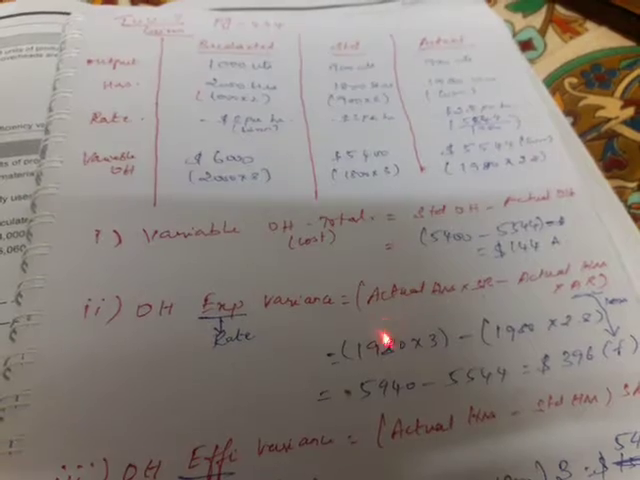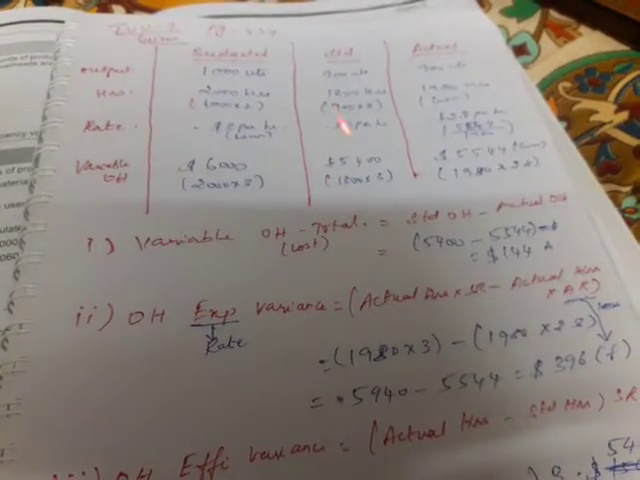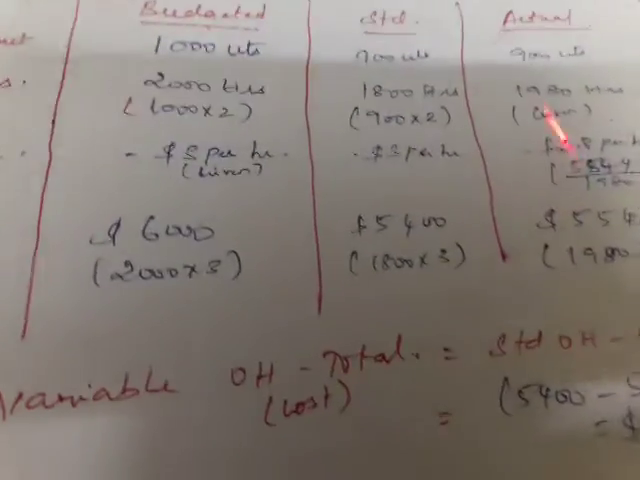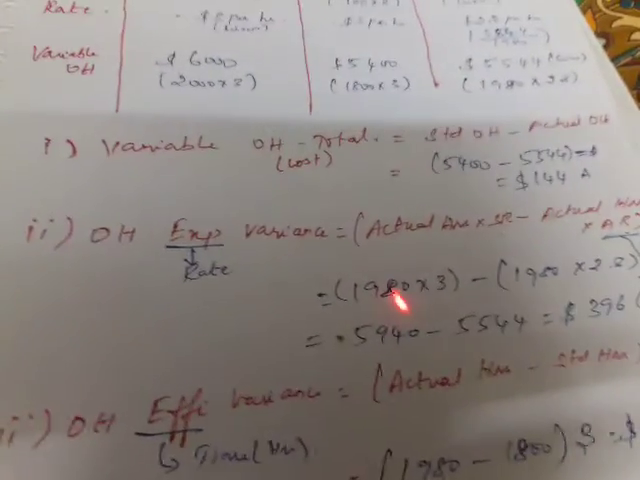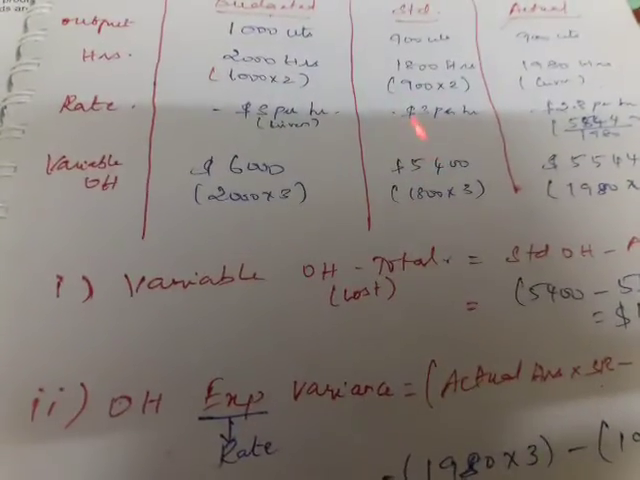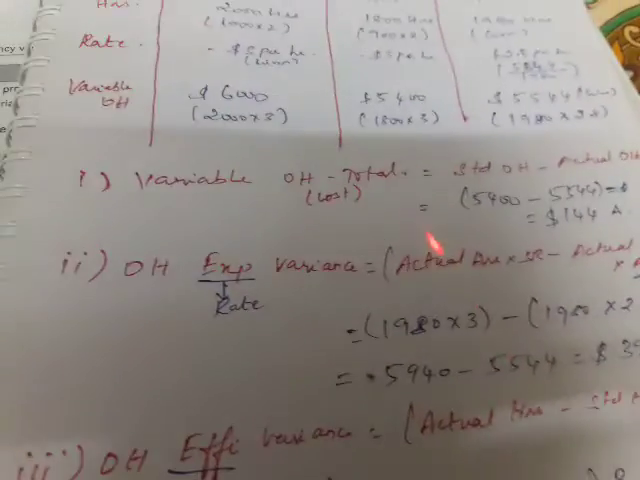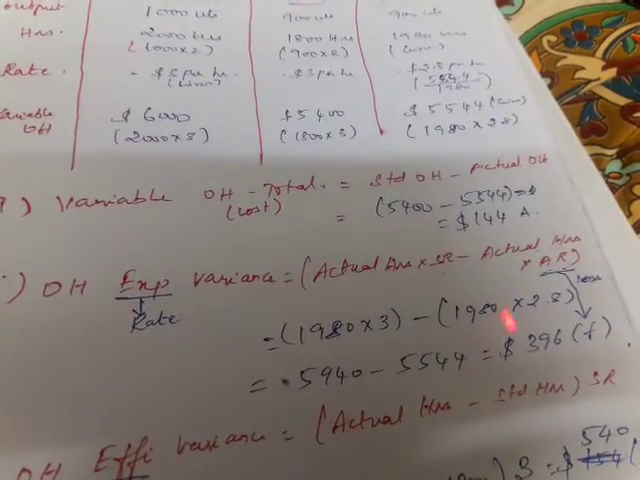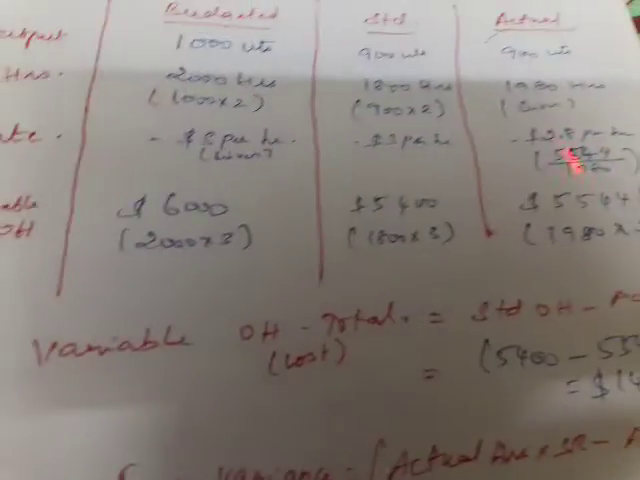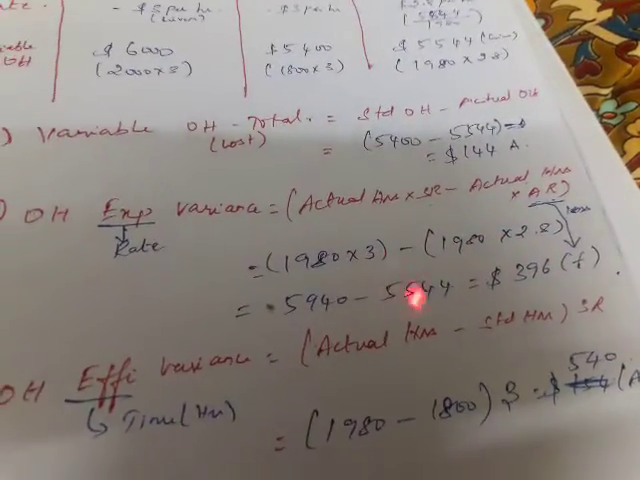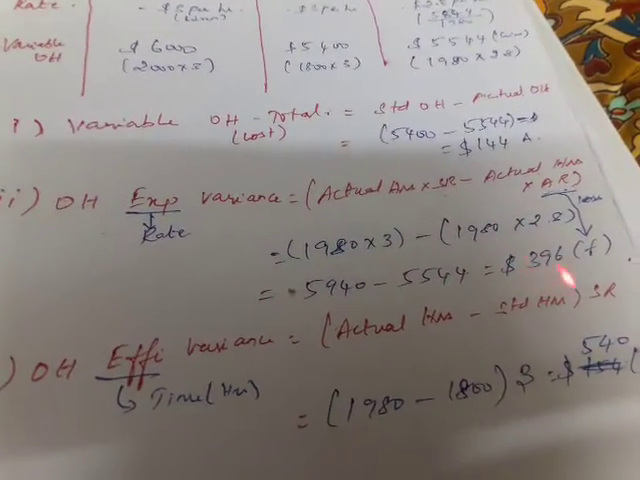So actual hours is here 1980. I'm taking it here. What is the standard rate? $3. Already we have seen standard $3. I'm putting it here. Actual hours 1980 again. Your actual rate is 2.8. So I'm putting it here. If you multiply, if you solve, you will get 396 favorable.